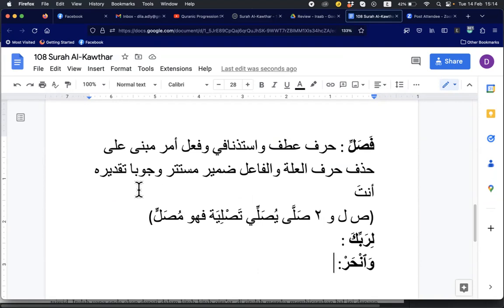Okay. Bonus question. What's the zarf of musallin? Musallan. Yes, okay. So the zarf would be musallan, which is also the isim maf'ul pattern. Good. Alhamdulillah. Do you all need the sarf kabir for this word? Yeah, I guess so. Okay.